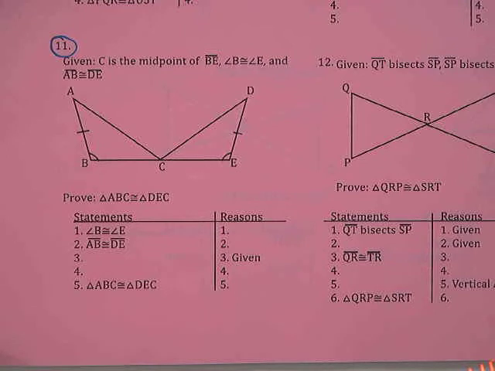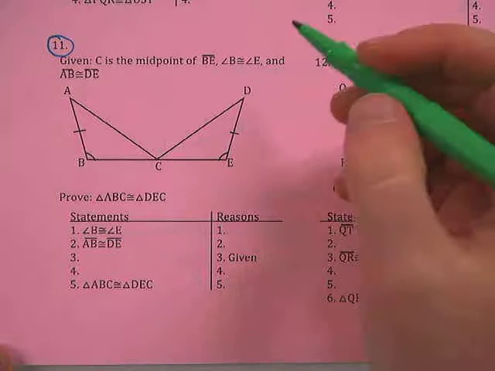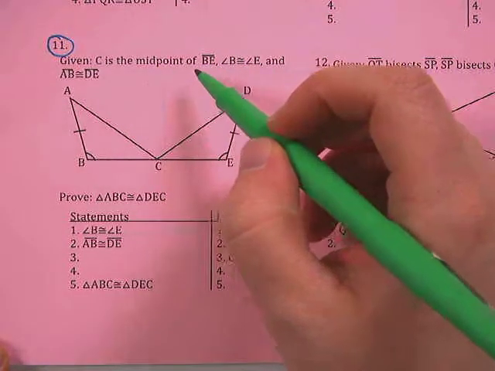Hey geometry students, this is problem 11 from your homework assignment 9.4. And this is a proof with triangles. So first thing we want to notice is that C is the midpoint of BE, reading our givens.